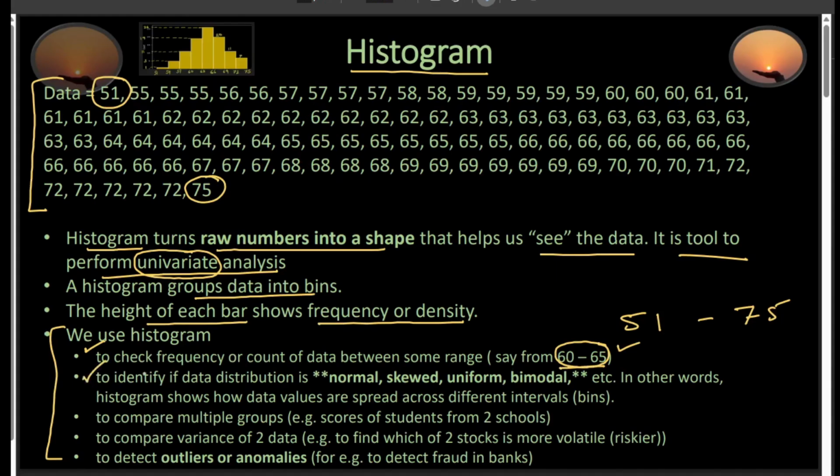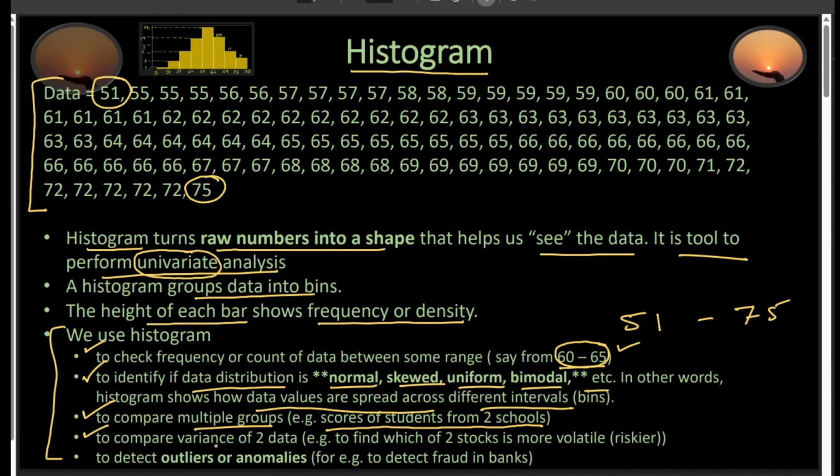A histogram also helps you identify if your data distribution is normal, skewed, uniform, bimodal, and so on. It helps you see how your data values are spread across different intervals. It also allows you to compare multiple groups. Let's say you have two schools and you want to see how these two schools are doing in terms of their scores. A histogram allows you to compare multiple groups.